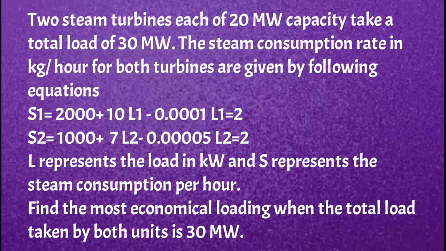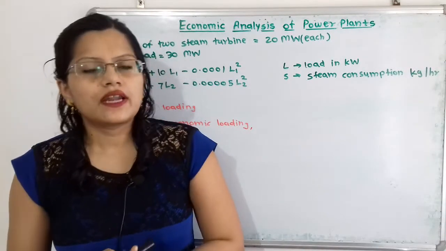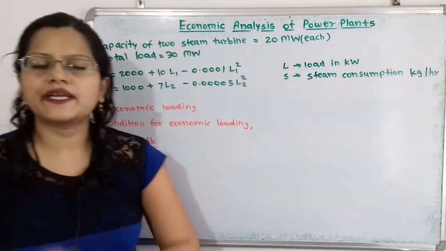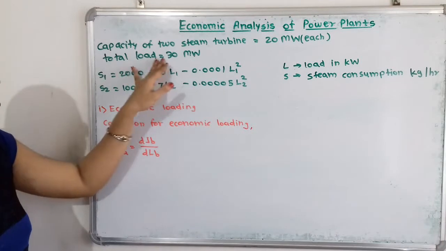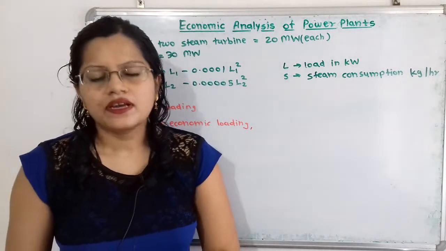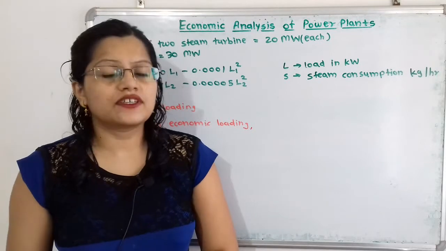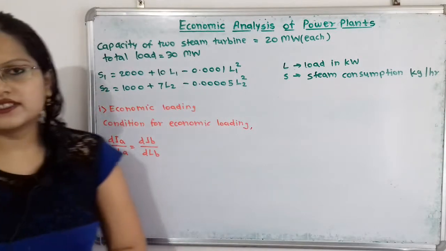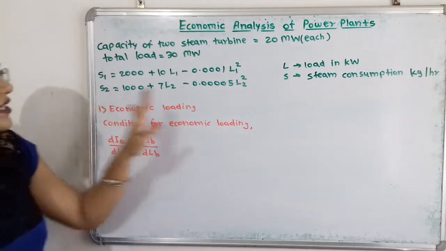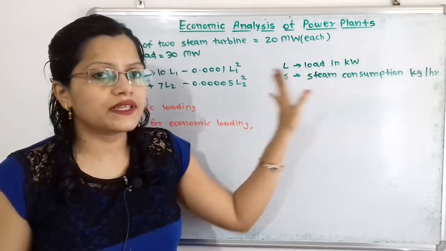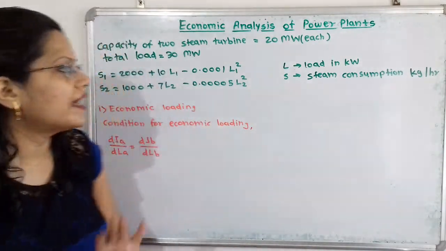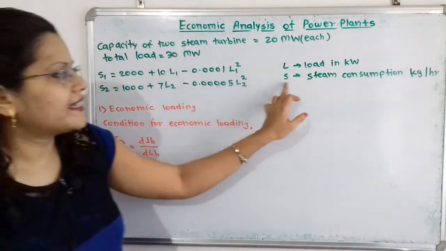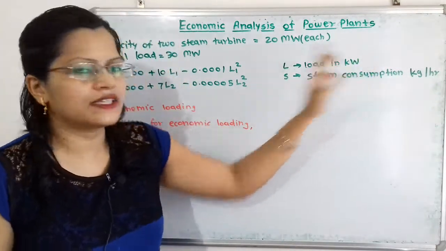So this was the given question. Let us first understand the given data. Here capacity of two steam turbine 20 megawatt each is given, as well as total load is also given in 30 megawatt. Now here two equations are given. Suffix 1 is used for the first steam turbine and suffix 2 is used for the second steam turbine. Here steam consumption in kilogram per hour is given. So in this question steam consumption is the input and output is load L, which is in kilowatt. So for these two equations S is in kilogram per hour and L is in kilowatt.